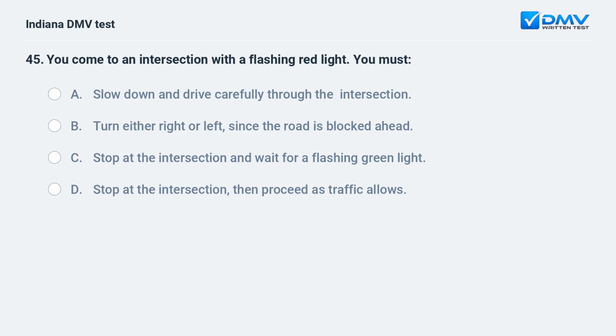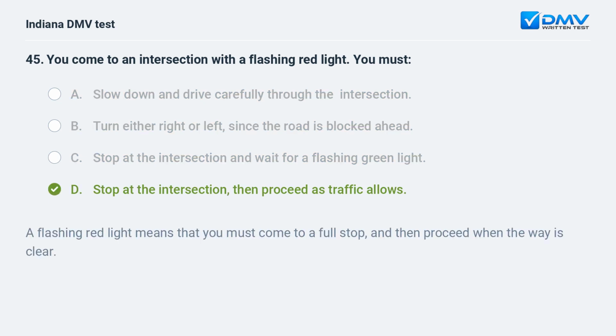You come to an intersection with a flashing red light. You must: a. Slow down and drive carefully through the intersection. b. Turn either right or left, since the road is blocked ahead. c. Stop at the intersection and wait for a flashing green light. d. Stop at the intersection, then proceed as traffic allows.